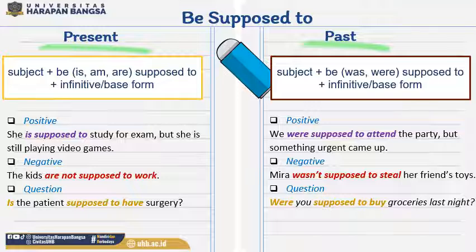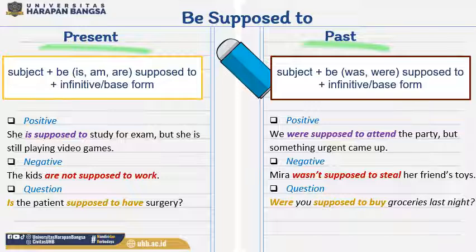Jadi konteksnya di sini ada kewajiban, dia harus belajar untuk ujian. Tapi realitanya berbeda, dia malah masih main video game. Maka di sini kita pakai be supposed to. She is supposed to study for exam. Next, untuk bentuk negatifnya, the kids are not supposed to work. Anak-anak tidak seharusnya bekerja. Tapi kenyataannya apa? Ternyata kenyataannya sekarang banyak anak-anak yang harus bekerja mencari uang, ya. Jadi menyalahi aturan.